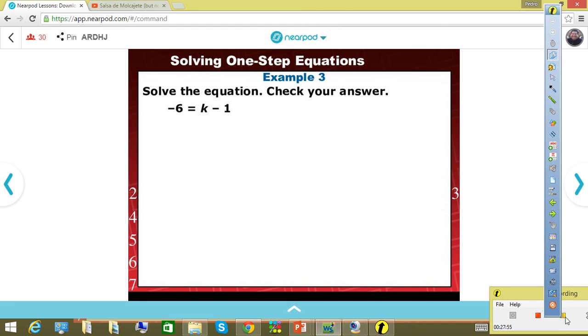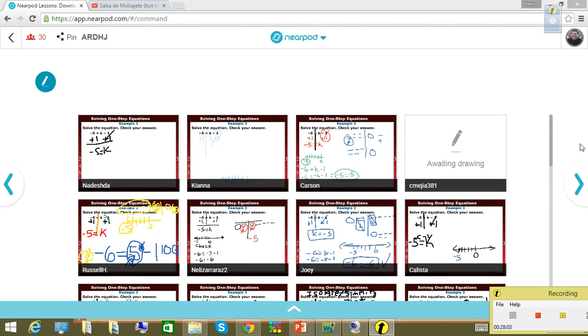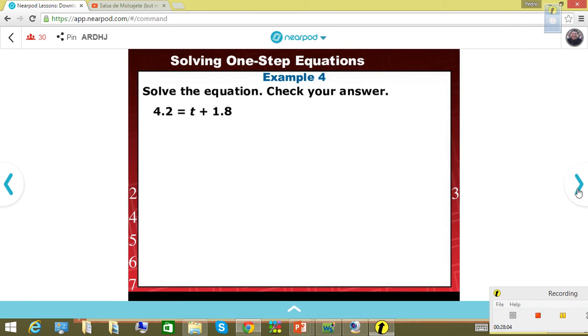Hold on, copy that, please. Copy this one, please. Example 4. Solve the equation and check your answer. This one on your paper, if it doesn't fit in the front and the back. 4.2 equals t plus 1.8. Solve that one, please. Simplify, isolate, plot, and check. On this one, you don't have to draw your picture. Go.